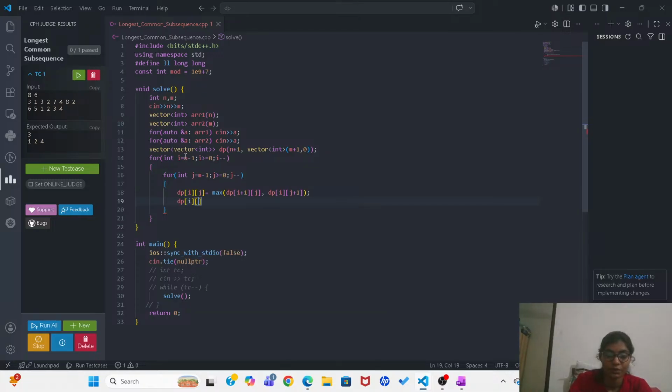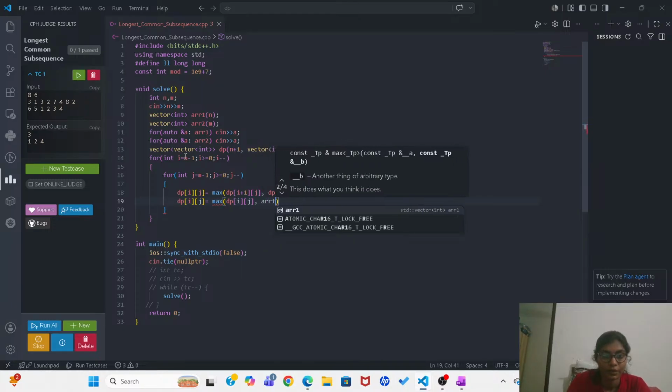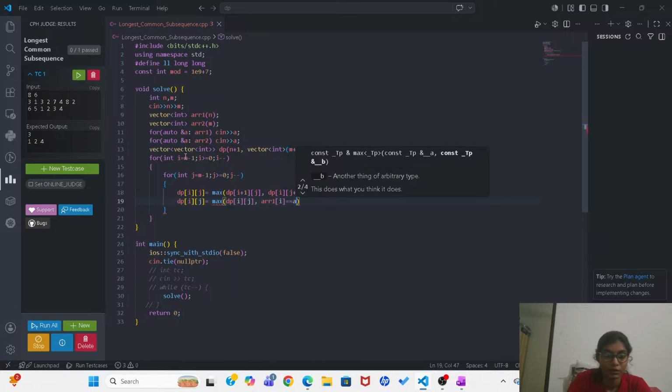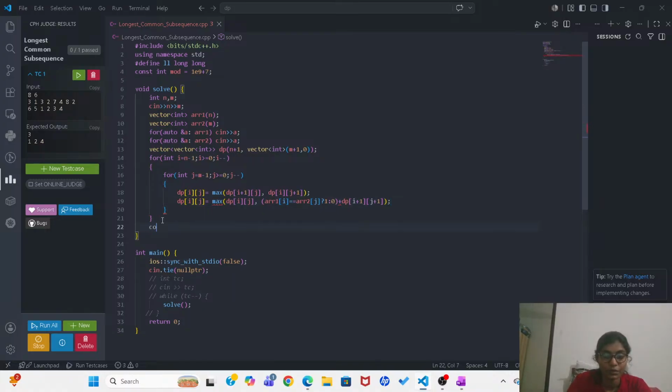dp of i, j equals the maximum of dp of i, j and, if array 1 of i equals array 2 of j, then 1 plus dp of i plus 1, j plus 1. So the final answer would be dp of 0, 0.